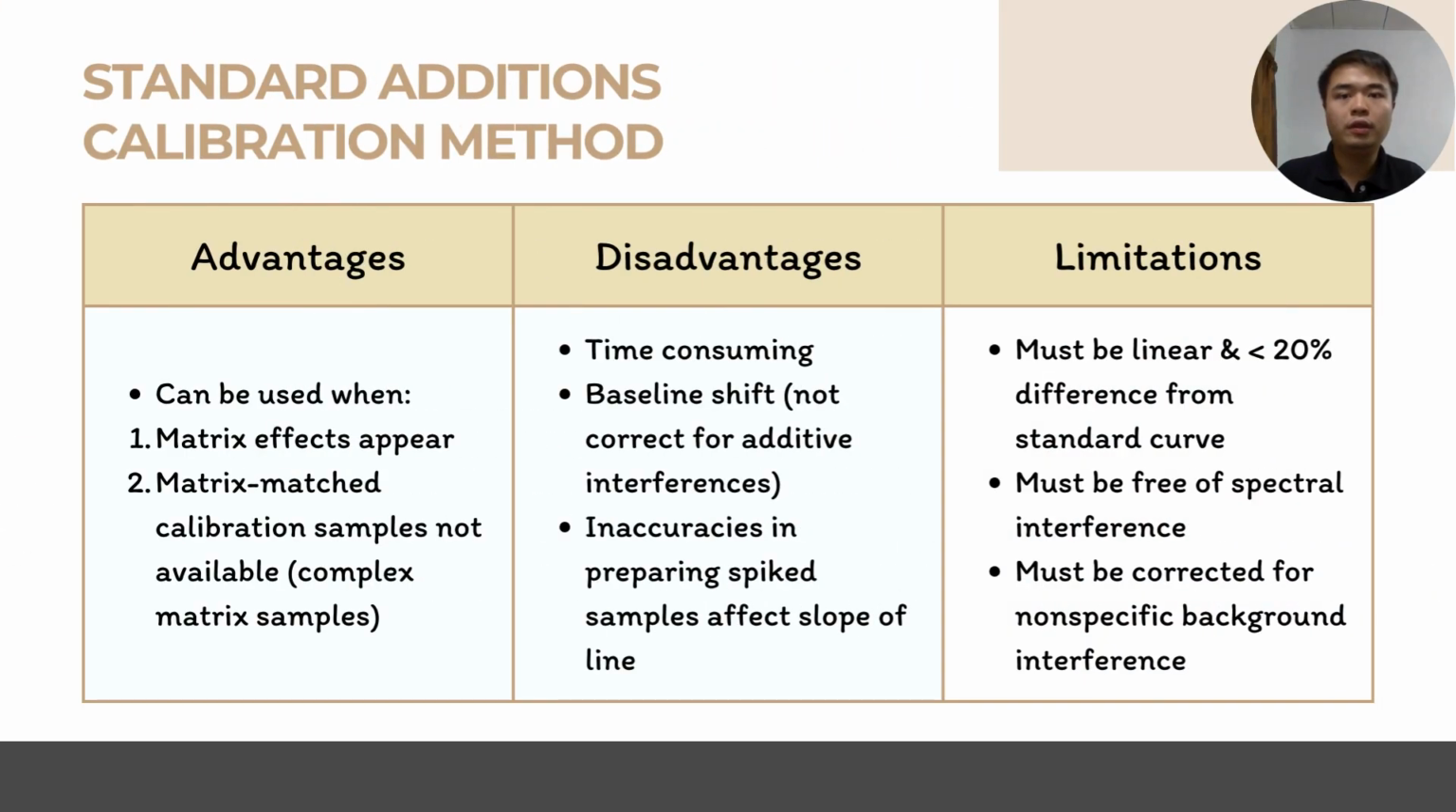The standard addition method can be used when matrix effects appear or matrix-matched samples are not available, but it is quite time-consuming to perform a full calibration for one sample. Problems such as baseline shift or inaccurate slope of the line may also occur. There are limitations when using this method, such as it must be free of spectral interference.